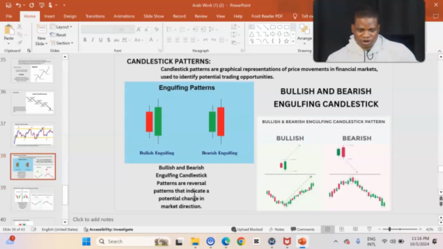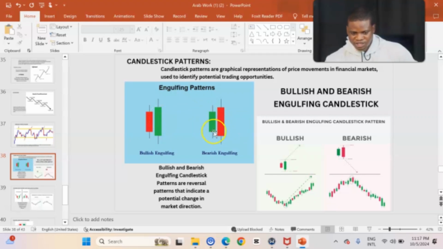Right? So now, when you have a bullish engulfing, it means the market is red. You have a red candle, then you have a green candle after it, and the green candle completely engulfs the red candle. That's a bullish engulfing. Which means the people that are pushing the price down are tired, and the people that want to push it up, which is green, are now ready to push it up.